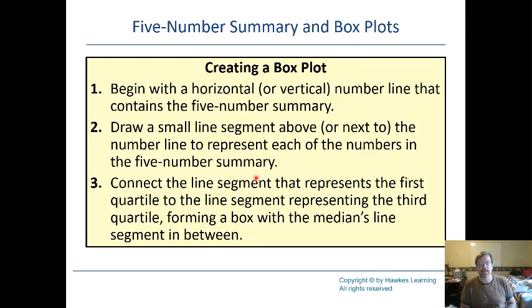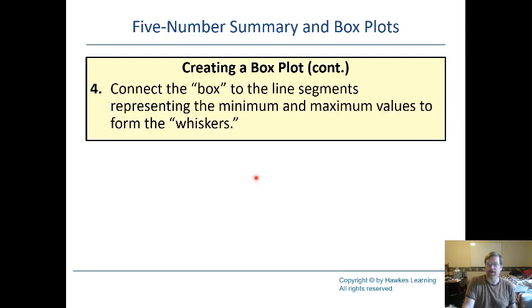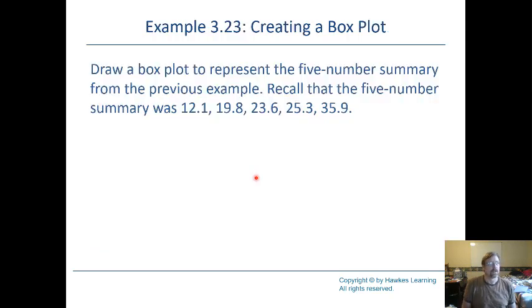If we want to make one of these, we start with a horizontal or vertical line, doesn't really matter which. And we put the 5-number summary on it. Create a box in that interquartile range. And lines out for the maximum and minimum values to form the whiskers.